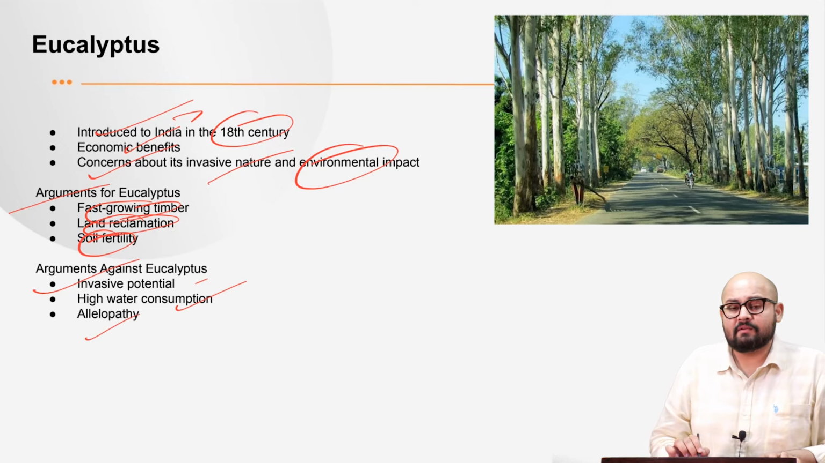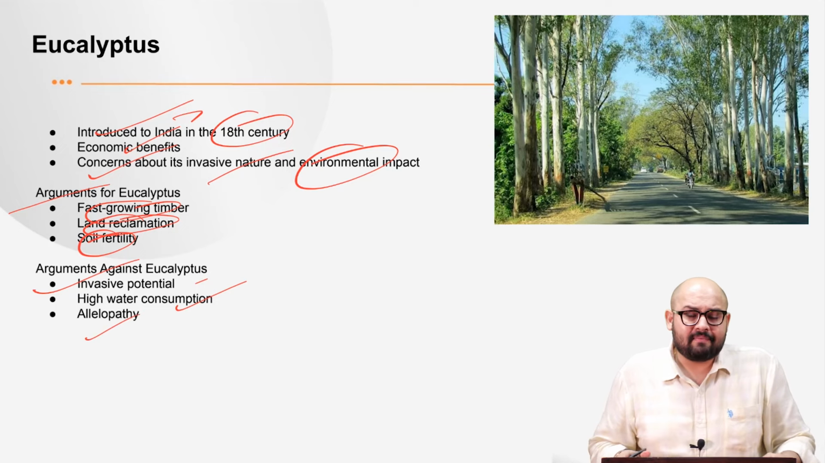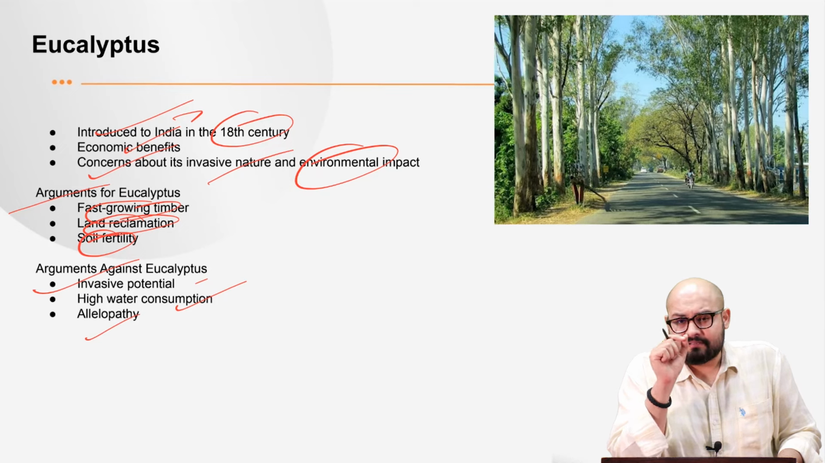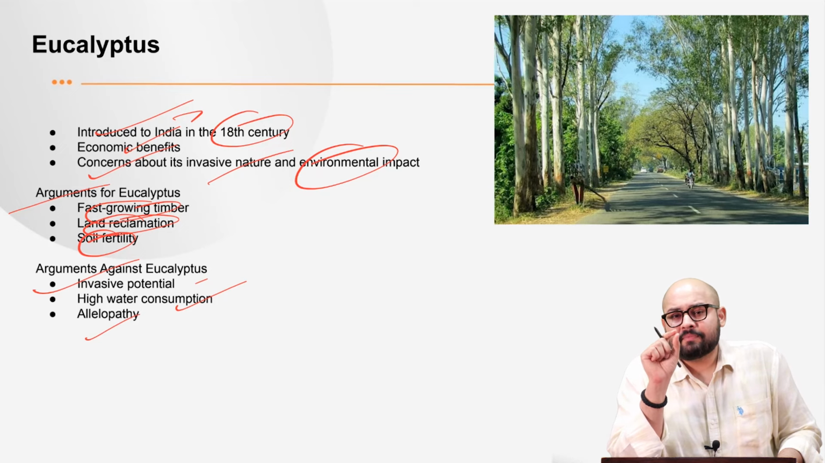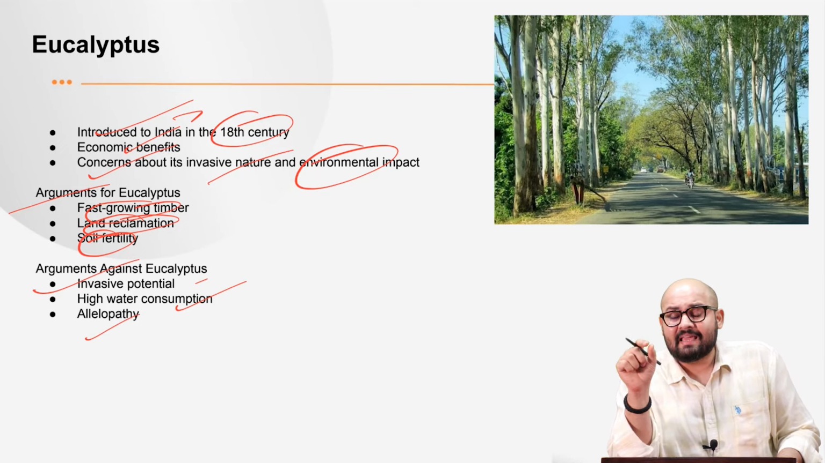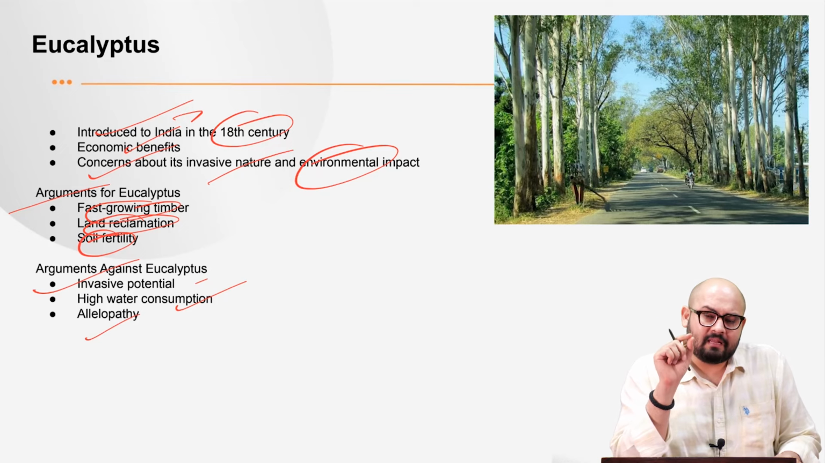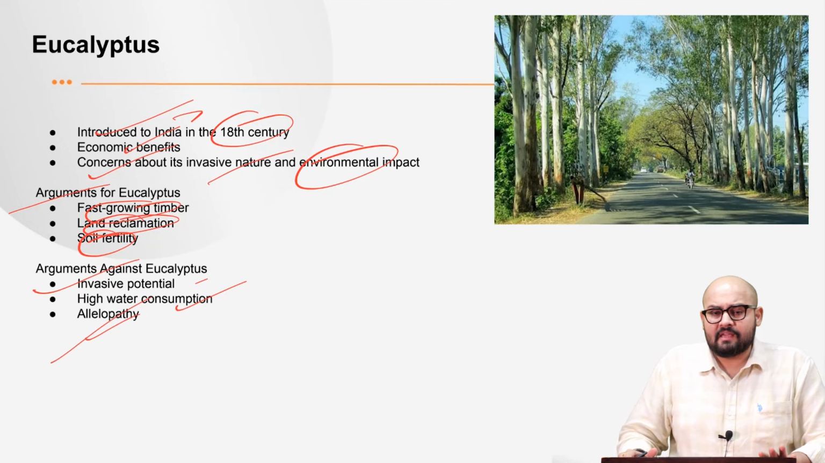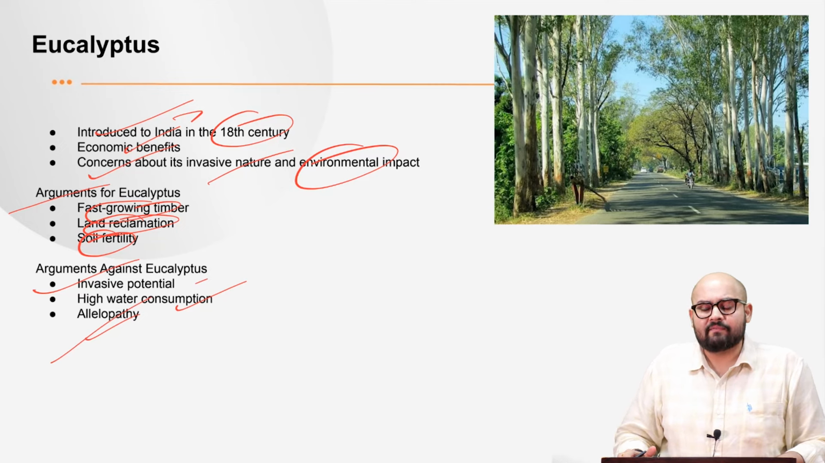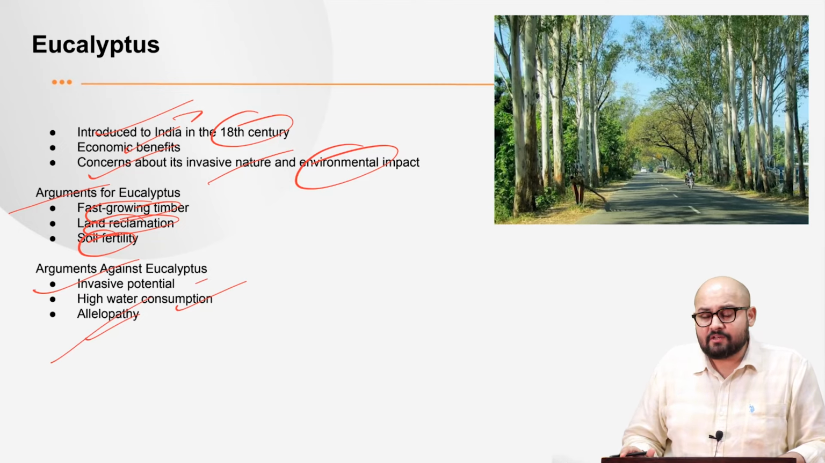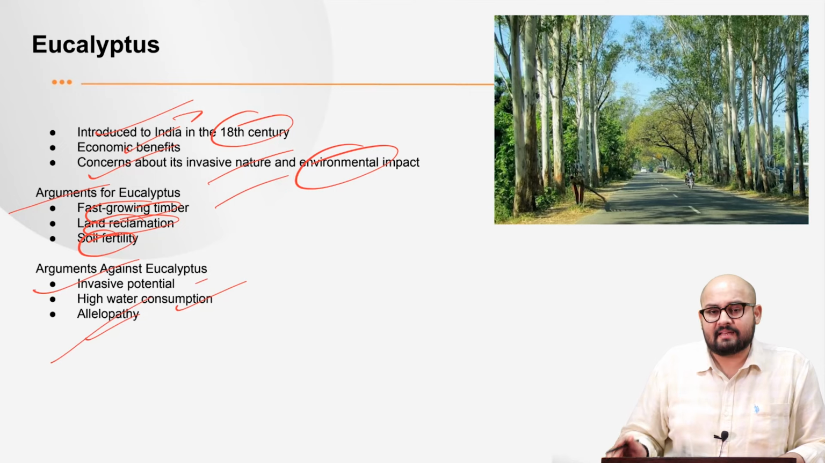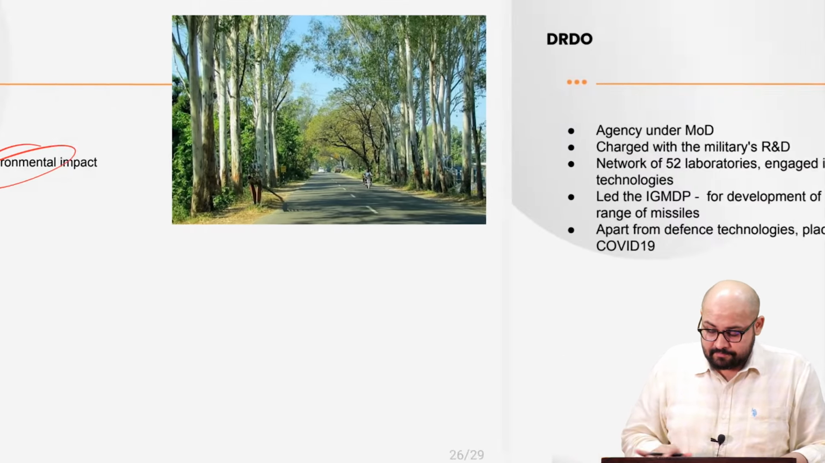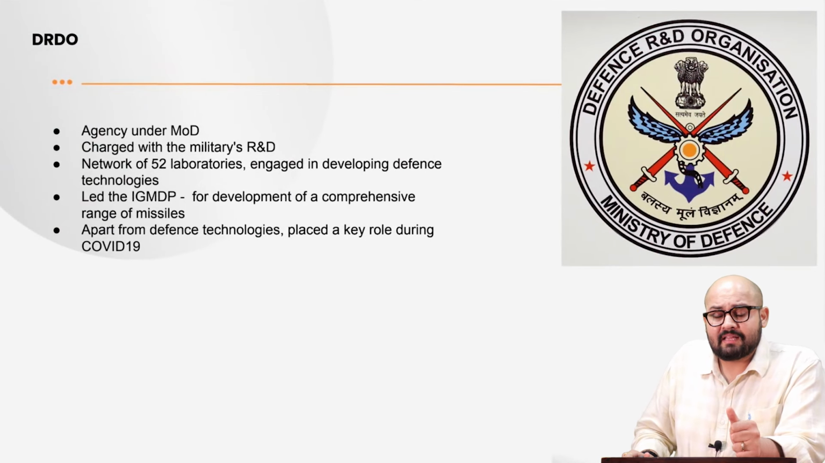Then allelopathy. See, what is allelopathy? There have been studies which have pointed out that these eucalyptus plants release chemicals, and these chemicals, once they interact with other plants, inhibit their growth, right? Inhibit the growth of other plants. So that is what allelopathy is. So what we need to see is that definitely we have the benefits of eucalyptus, but we need to also keep in mind the impact it has on the environment, and there needs to be a balanced use of eucalyptus. Coming to the next topic, we have that of DRDO.